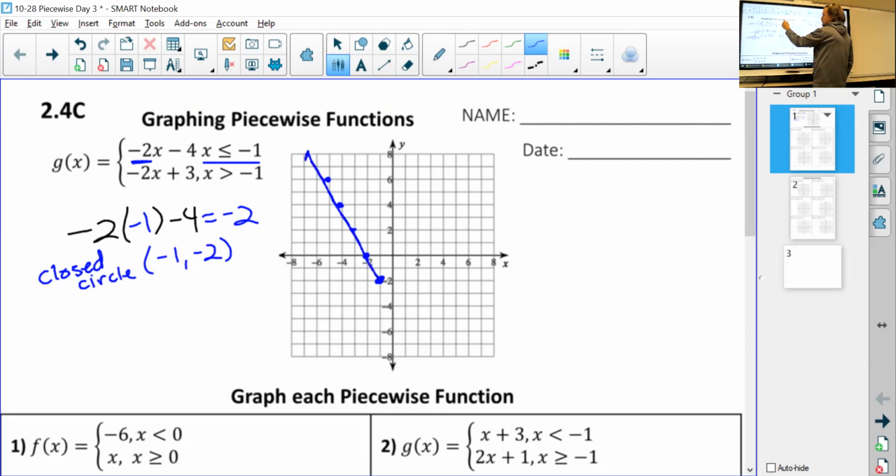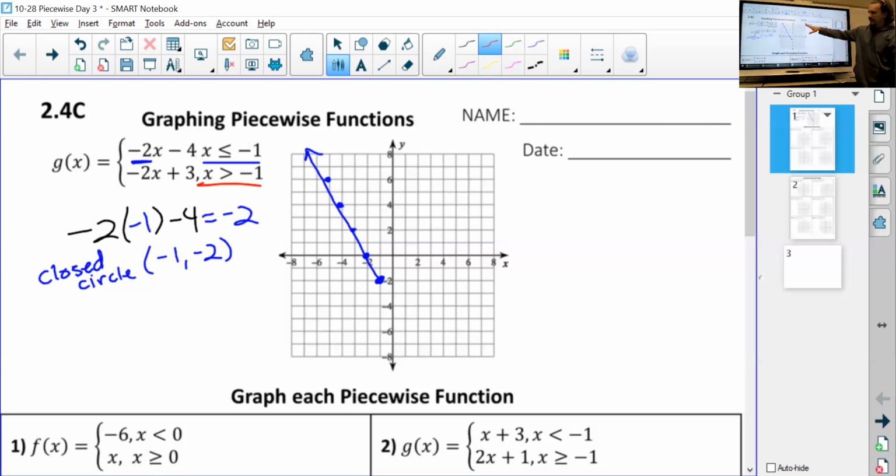It only goes on the left side. Okay, but I can check. I know the y-intercept should be -4. And if we don't actually plot it, we would see the next point over would be here at -4. So I've graphed this correctly, but I only want that part of the line. Okay? And then we just do the same thing for the bottom part of the function.